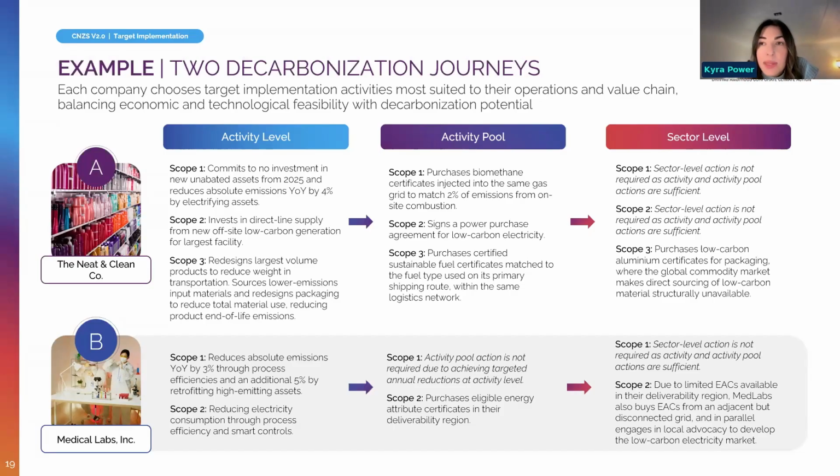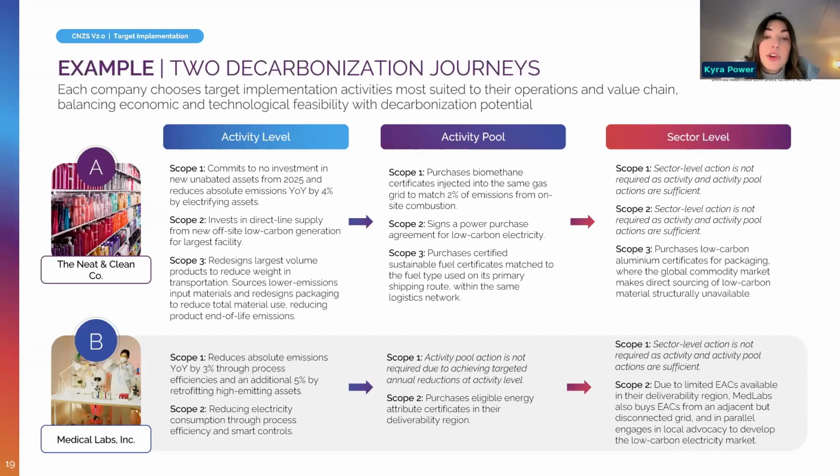Now let's look at our category B company, Medical Labs. They reduce absolute emissions in scope one, 3% year over year through process efficiencies and an additional 5% by retrofitting high emitting assets. So they do not need to pursue additional action outside of the activity level.